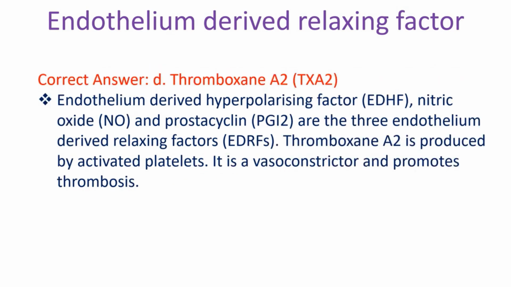Thromboxane A2. Endothelium-derived hyperpolarizing factor, nitric oxide and prostacyclin are the three endothelium-derived relaxing factors. Thromboxane A2 is produced by activated platelets. It is a vasoconstrictor and promotes thrombosis.